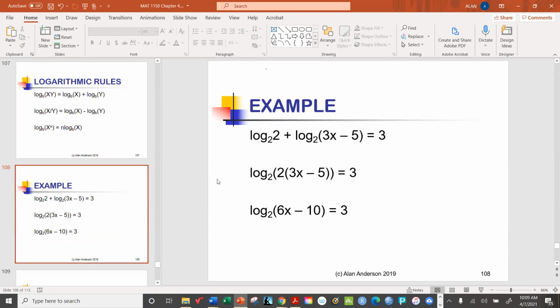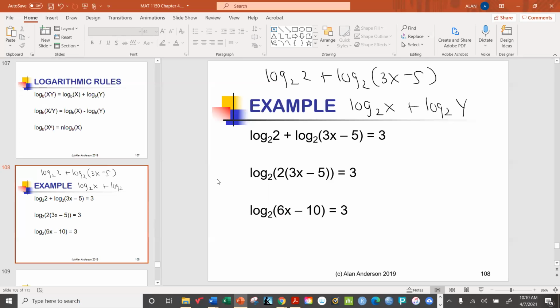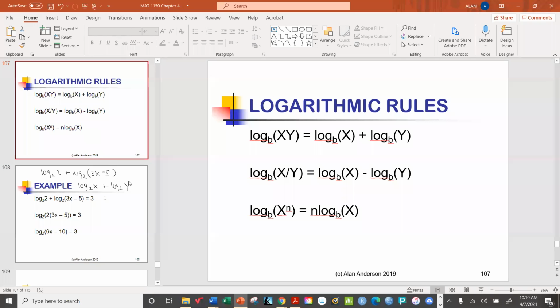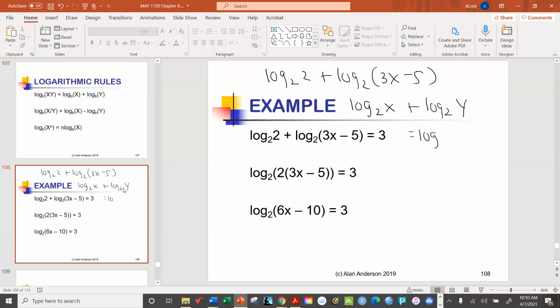Okay, so in other words, if you have log 2 of 2 plus log 2 of 3x minus 5, remember, this is the equivalent of log 2 of x plus log 2 of y, which, as we know from this property, is the same as log 2 of xy. So what we're going to do here is consolidate these into a single term where I multiply 2 by 3x minus 5. Or, of course, that means 6x minus 10 equals 3. So now what do we do?